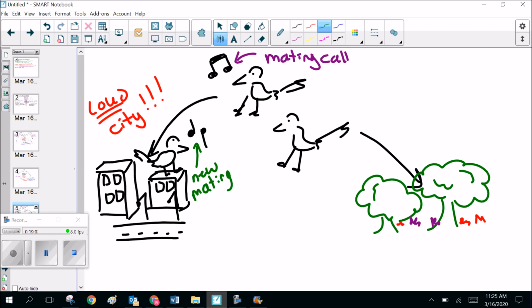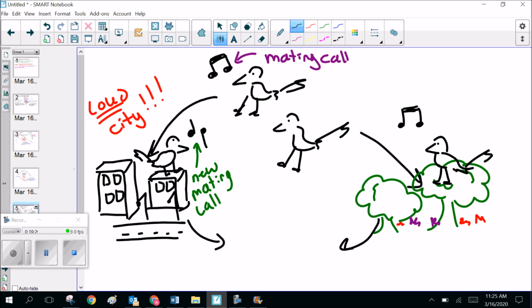A new mating call. Okay, and then over here on this side, these birds moved over here, and actually they're just fine using their old mating call. They don't have to change it at all, and so their mating call remains the same. Okay, now years later, they all moved back to the same place, right? Because they met in the middle.